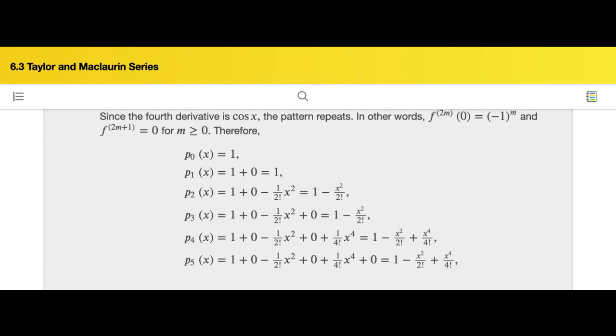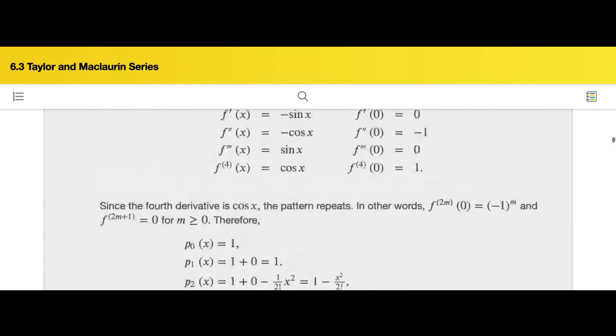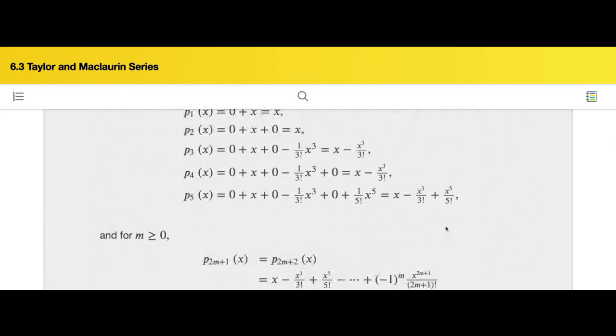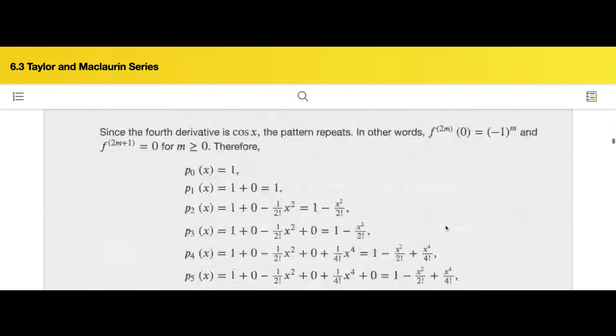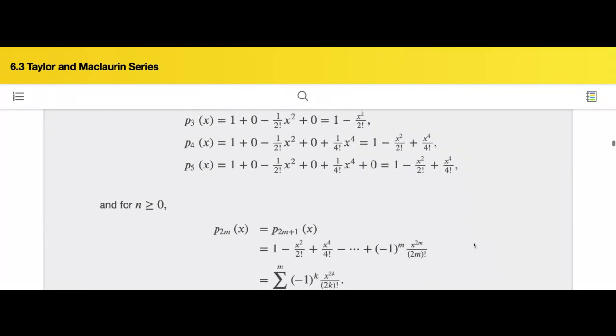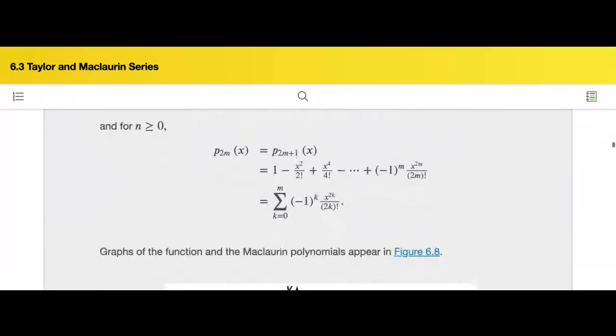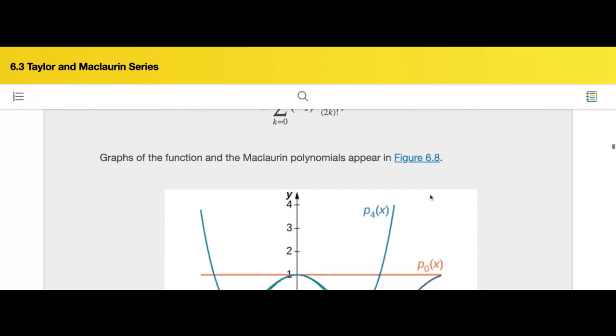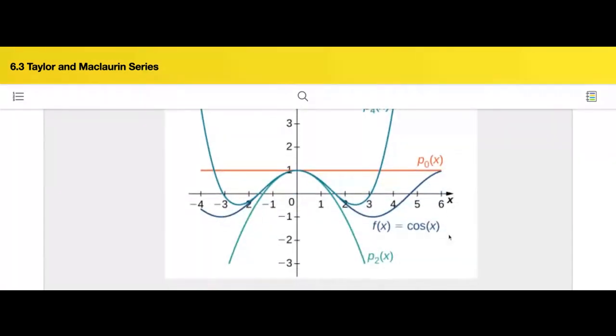Compare this one with sine. For sine, we have all the odd exponents for x, and for cosine, we have all the even exponents for x. Of course, we can write it in summation sign: that would be negative 1 raised to k, x raised to 2k, divided by 2k factorial. If we graph that, we get all those kinds of graphs.